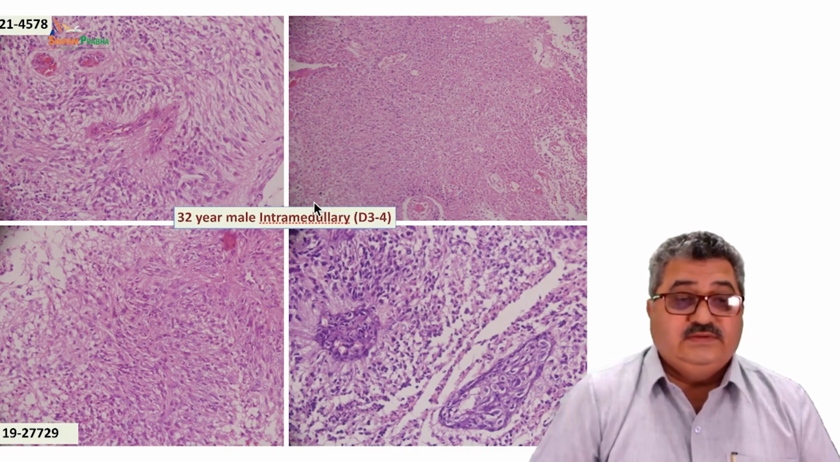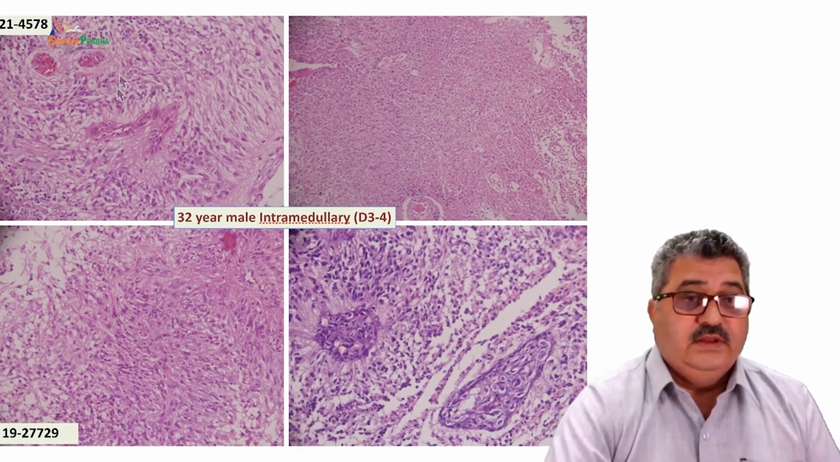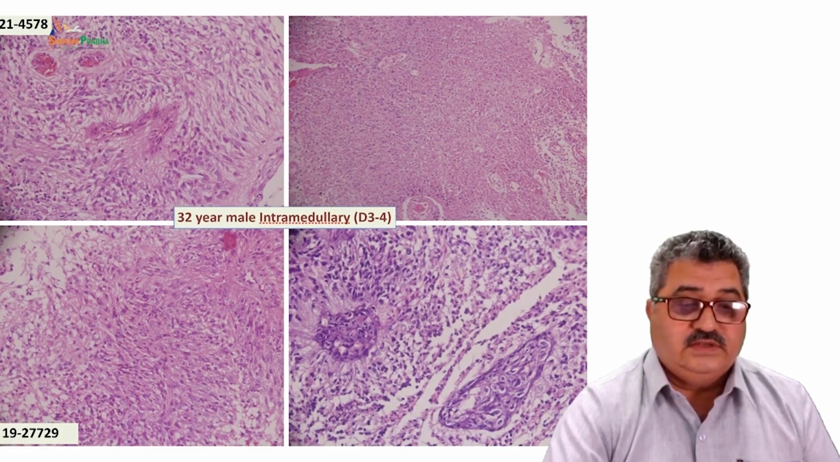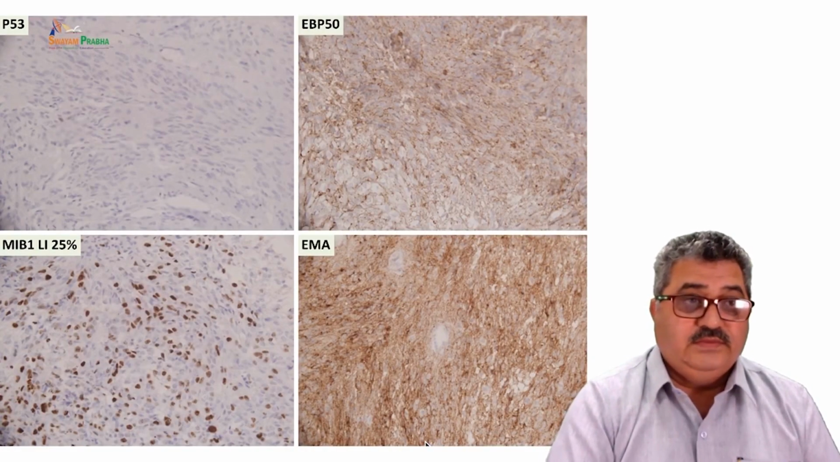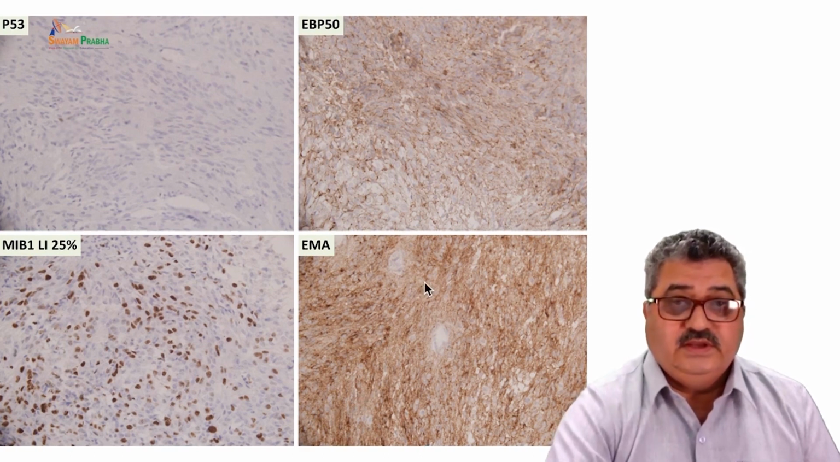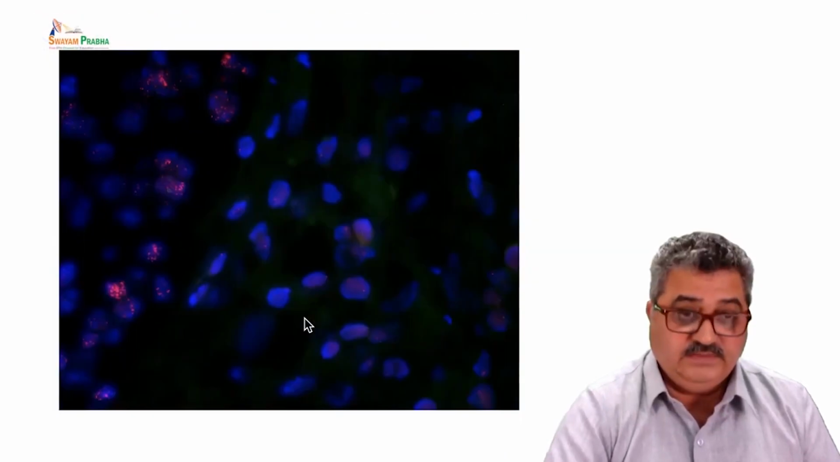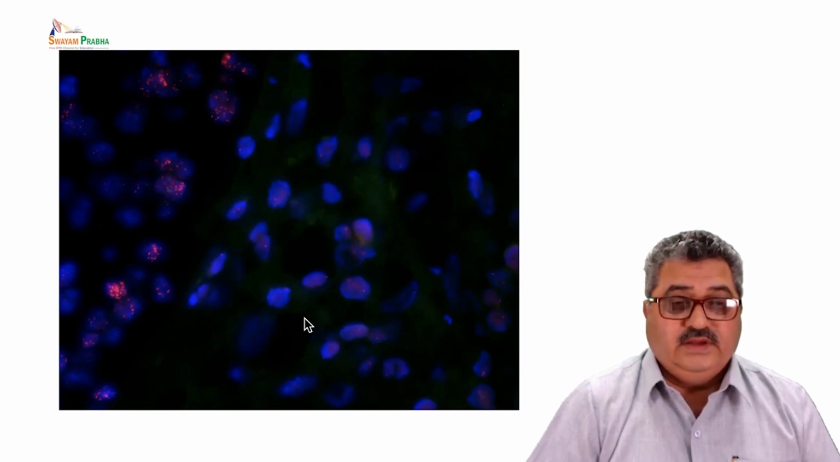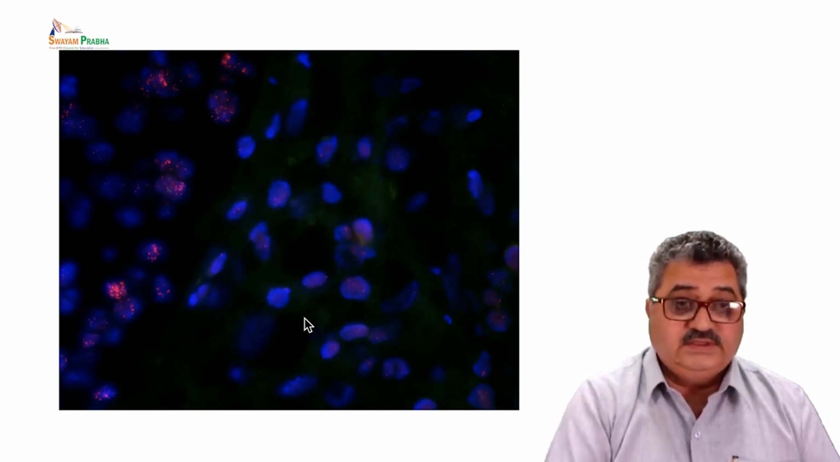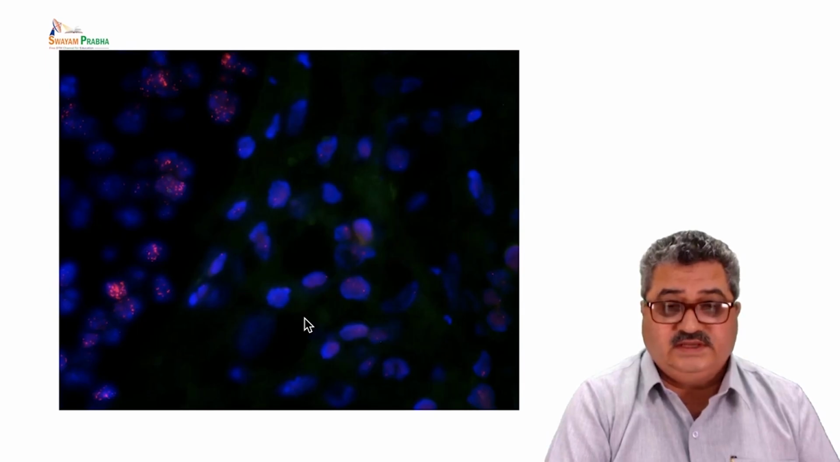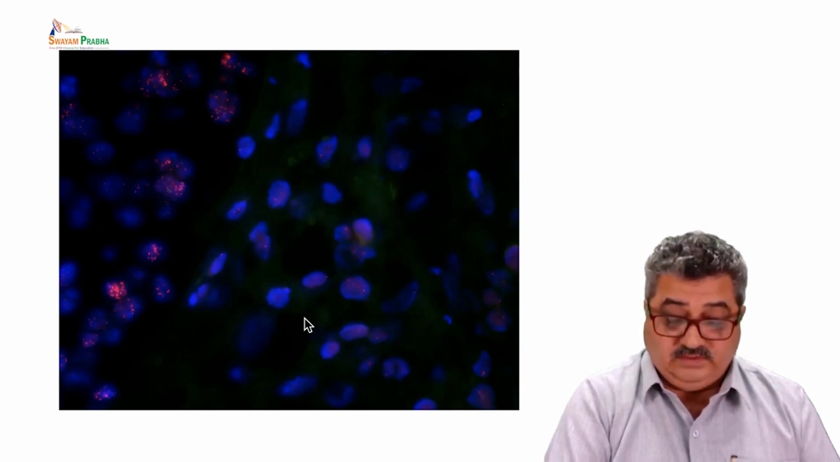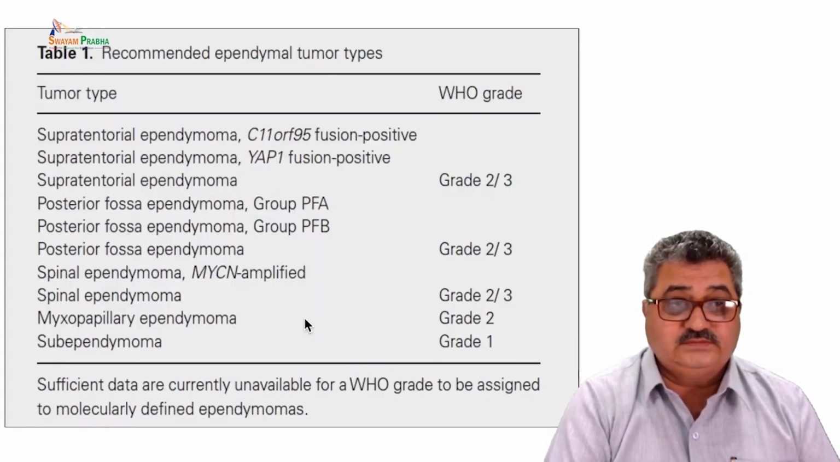This is one tumor which we have seen in a 32-year-old male, intramedullary in the D3 to D4 region. It is more cellular, with perivascular pseudorosettes, some necrosis and some mitosis, and we did some of the markers for ependymoma. EMA is positive, dot-like, GFAP is positive, MIB is very high, and FISH shows MYCN amplification. This MYCN amplification is not seen in all ependymomas, and is rare in the spinal cord. But whenever it is amplified, it shows a worse prognosis.